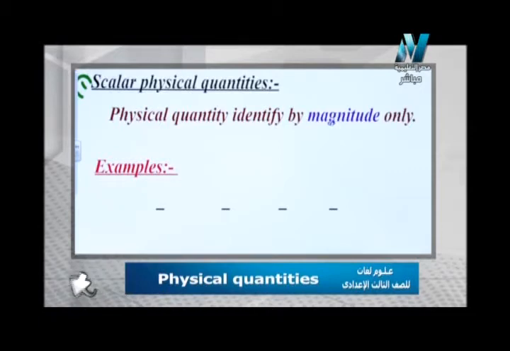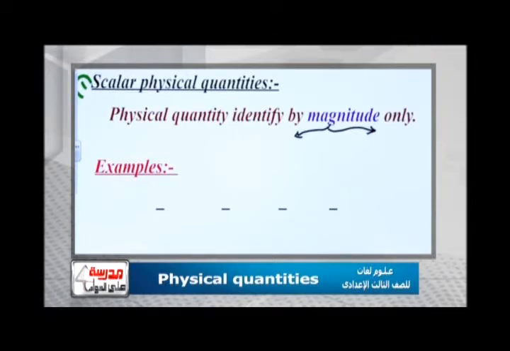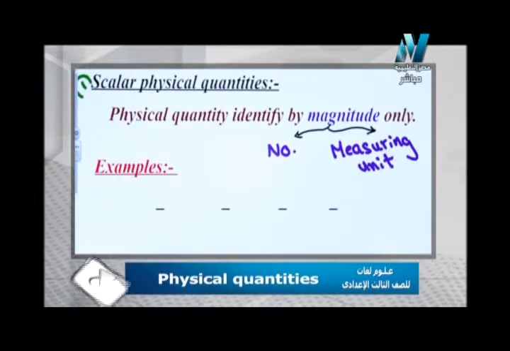Magnitude consists of two parts: number 1, a number, and number 2, a measuring unit. We have a number and a measuring unit. So here we talk about magnitude. When asked what is meant by magnitude, or when studying the magnitude of any physical quantity, we talk about two main factors: number 1, the number, and number 2, the measuring unit.